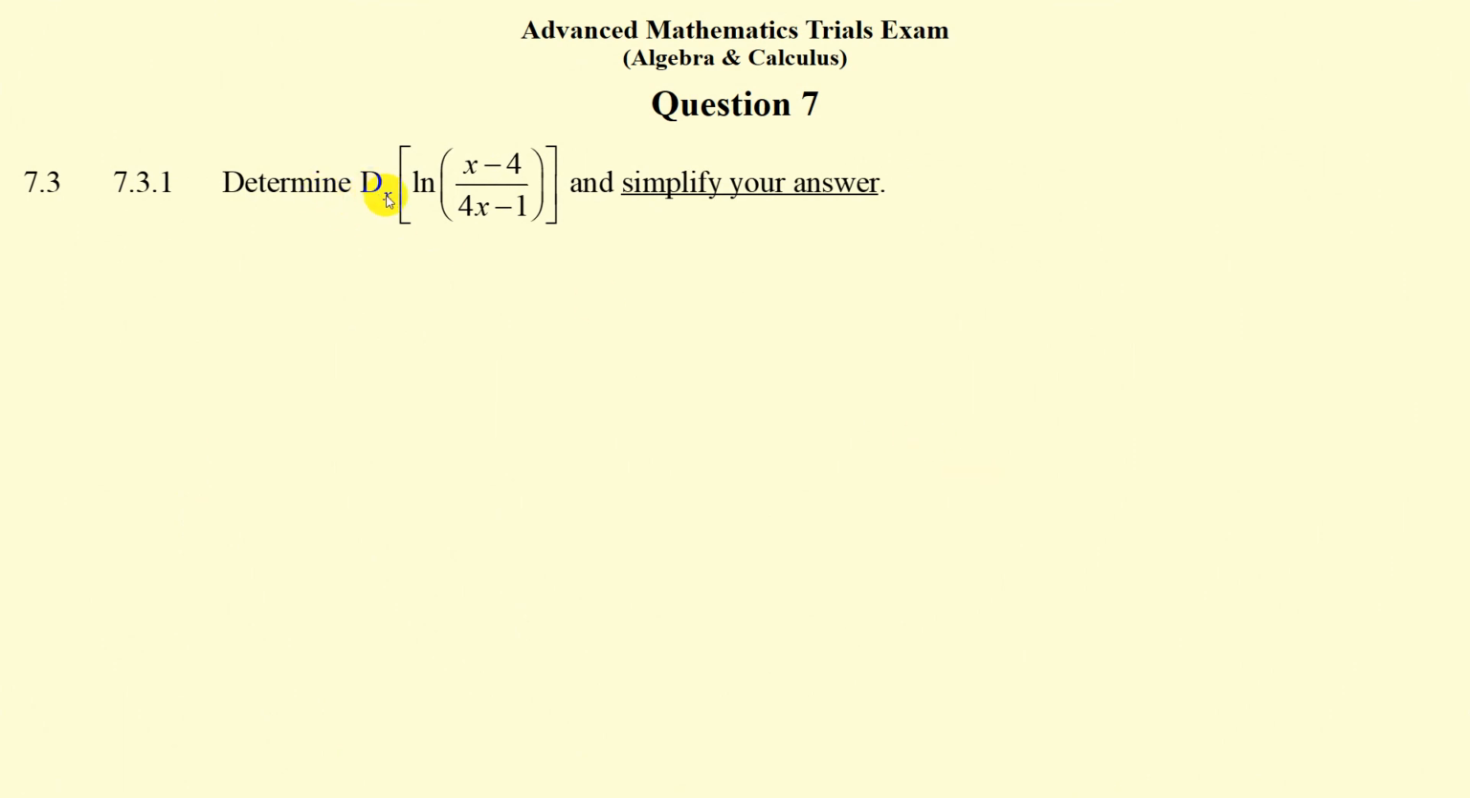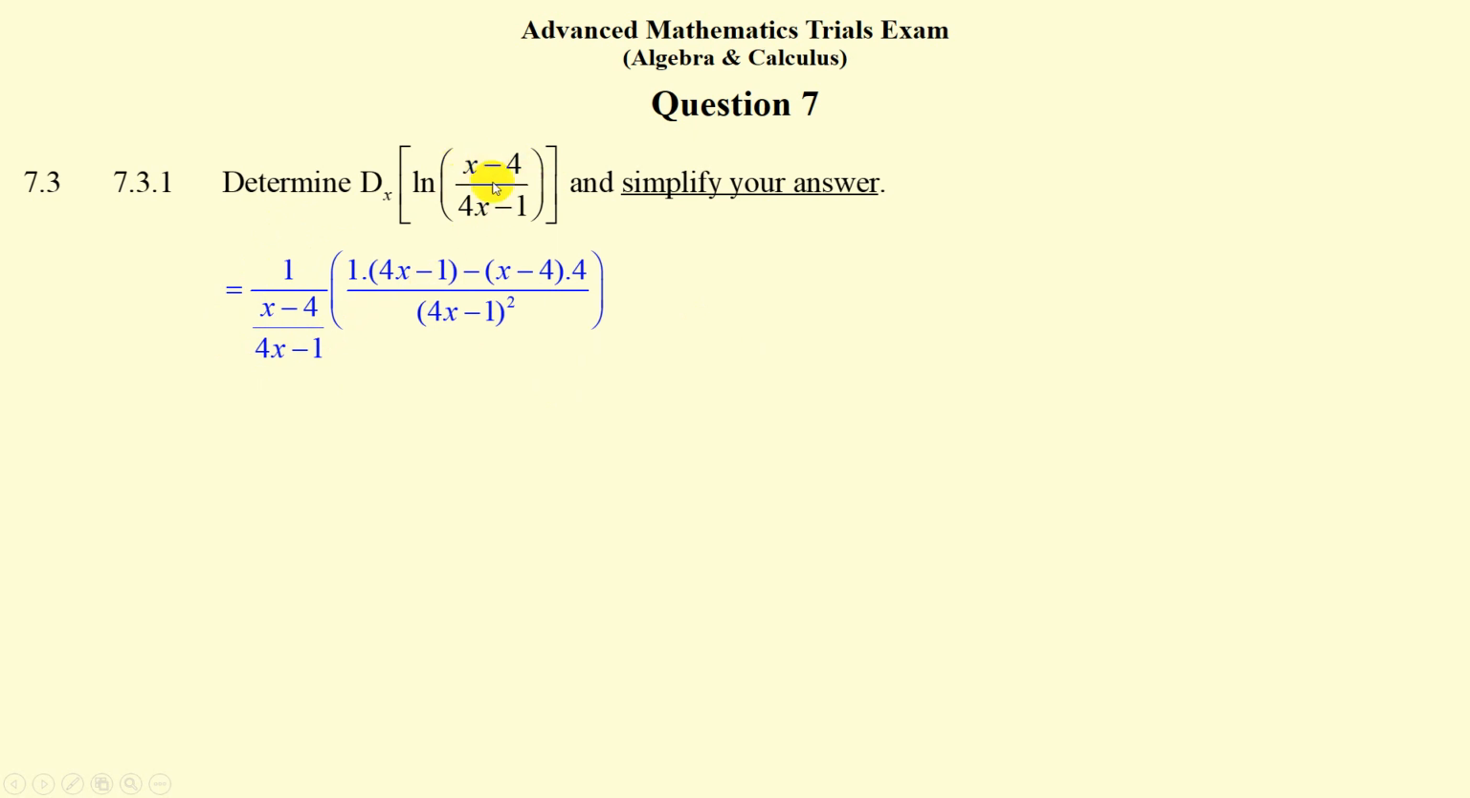Determine the derivative with respect to x of ln of x minus 4 over 4x minus 1 and simplify your answer. Well, derivative of ln is 1 over that. So it's 1 over that, and then we've got to multiply by the derivative of the inside function. So therefore we have 1 over x minus 4 over 4x minus 1. There's the derivative of ln of that. That goes to 1 over.